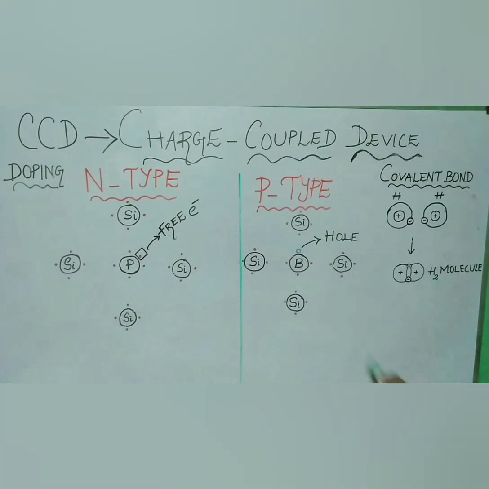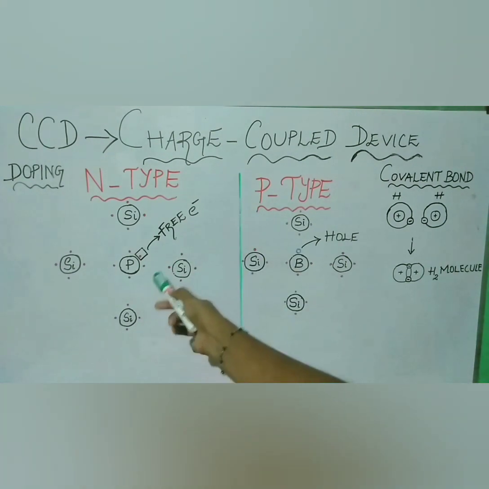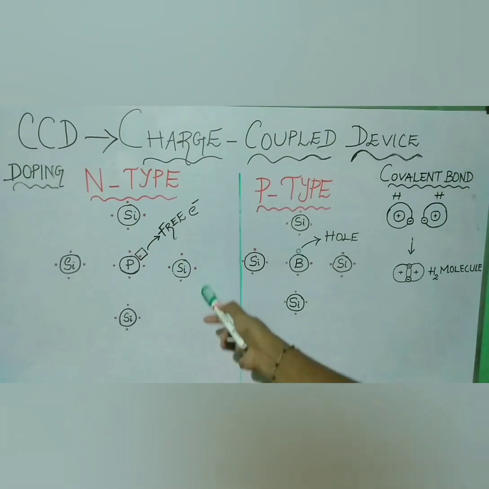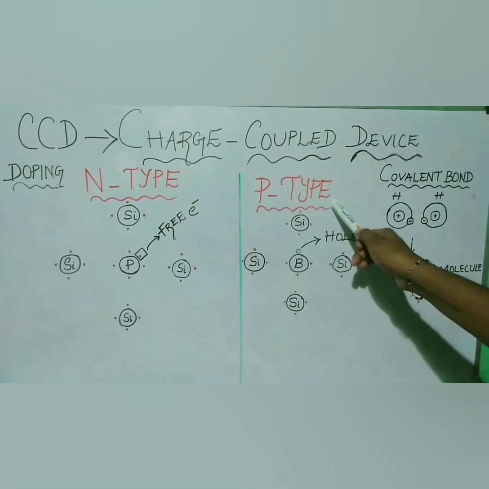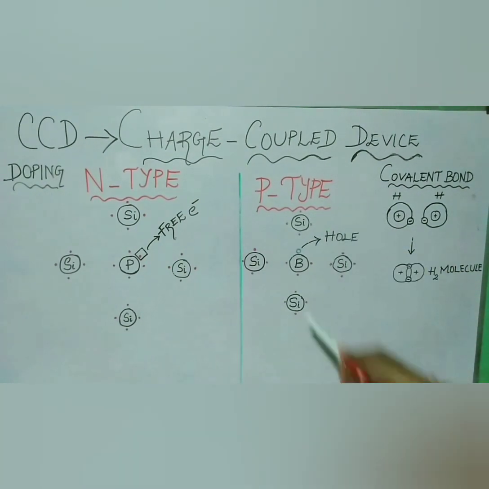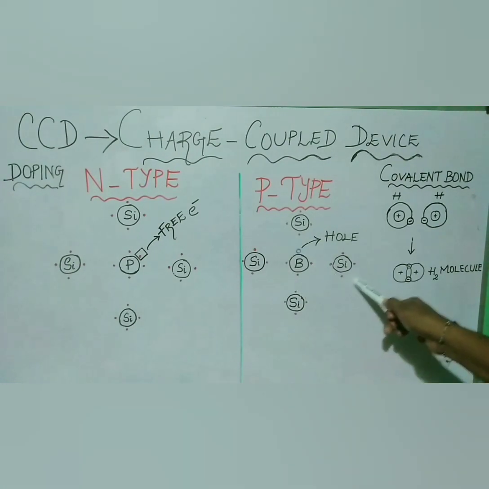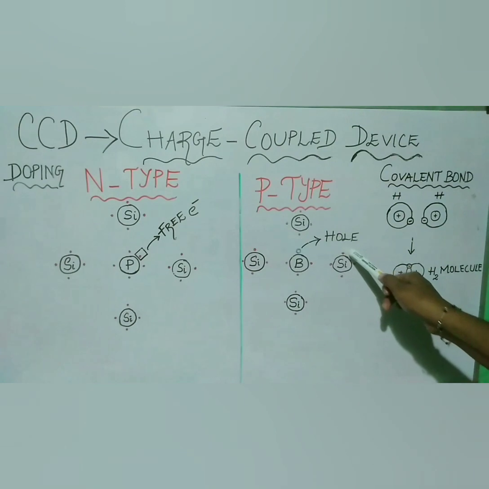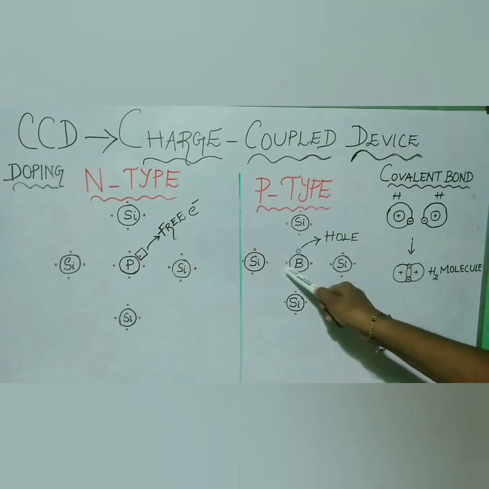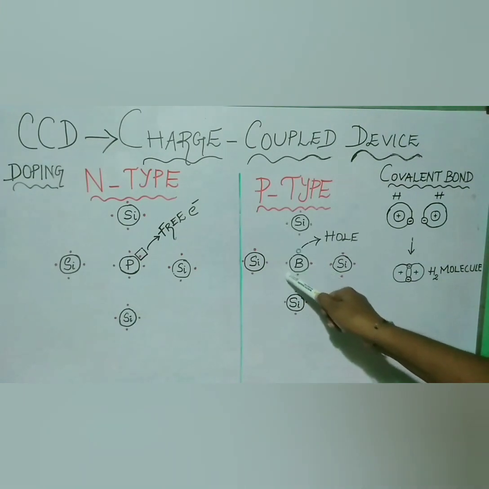So like this, the phosphorus atom is forming a covalent bond with the adjacent silicon atom. How is this P-type semiconductor material formed? When a trivalent impurity such as boron is added to pure silicon, which has 4 valence electrons, 1, 2, 3 and 4, and boron has 3 valence electrons, 1, 2, 3.